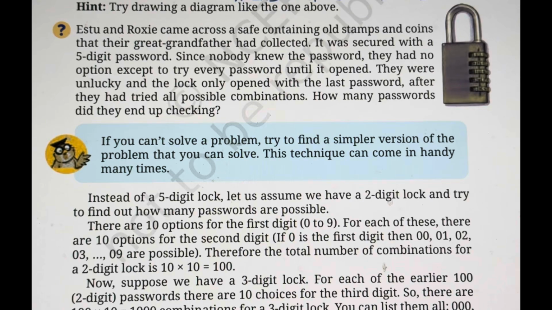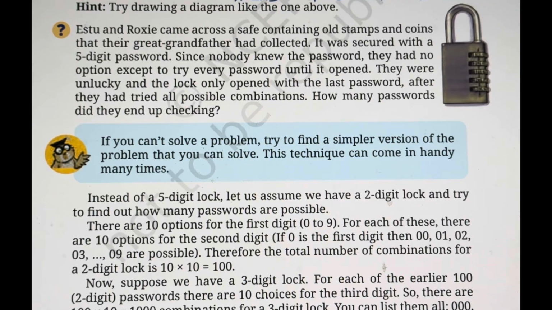Now let us try to understand the same idea of how many combinations in a real life situation. So Istu and Roxy came across a safe. You can see this is a safe containing old stamps and coins that their great grandfather had collected. But it is locked and it was secured with a 5-digit password. Nobody knew the password. They had no option. They had to try every password until it opened.